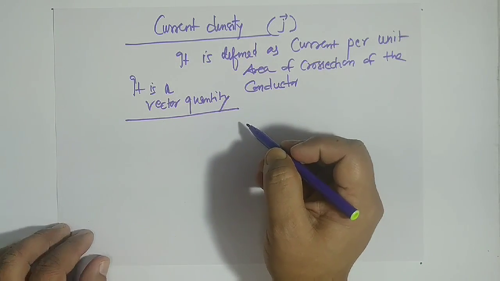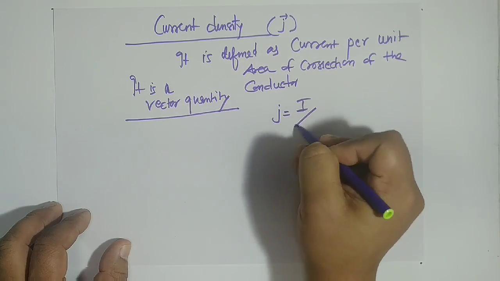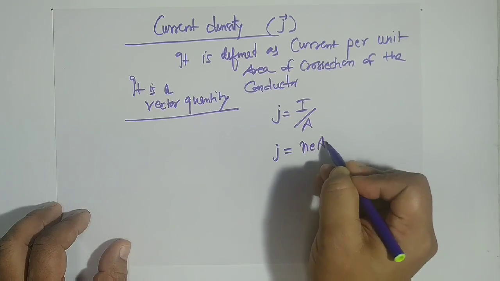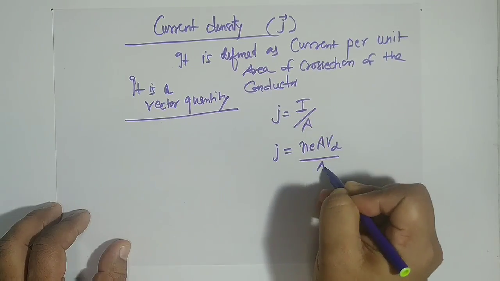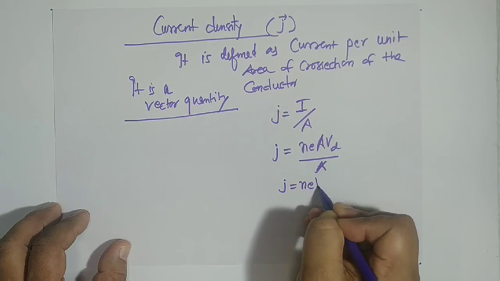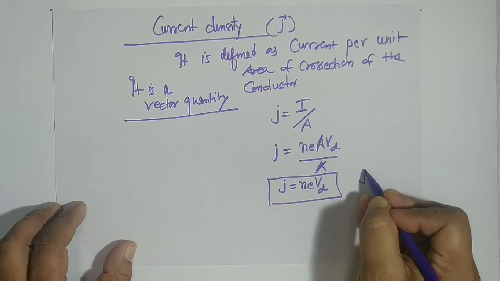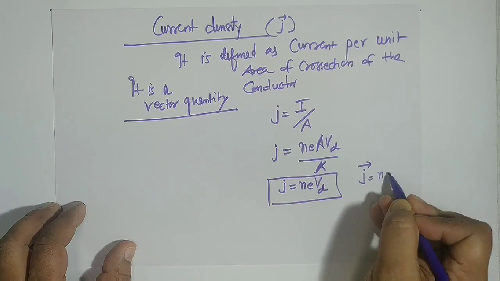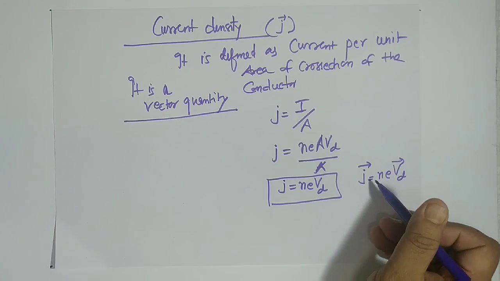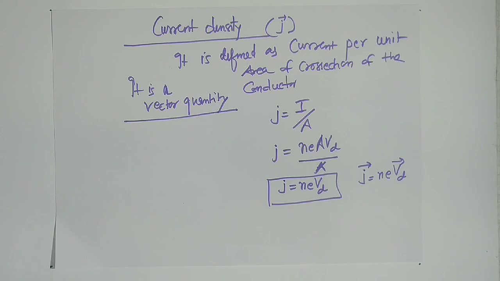And then j will be what? I by A. If I put the I value, what is I? I is neAvd, divided by A. A cancels out. J is nevd. This is also a relation, very important. Sometimes it will be in the vector form. J will be nevd. vd is what? Drift velocity. e is charge.